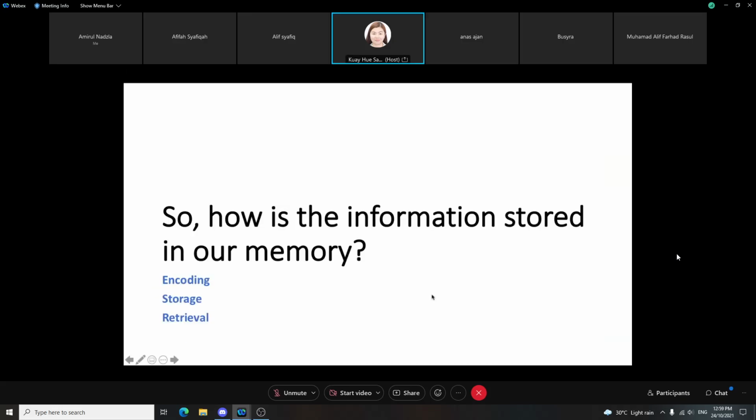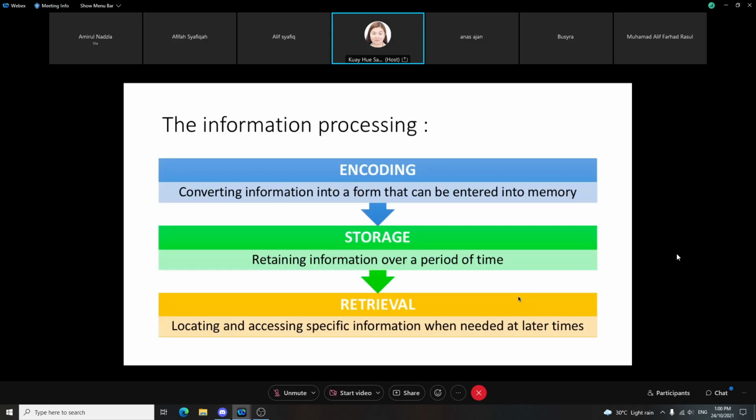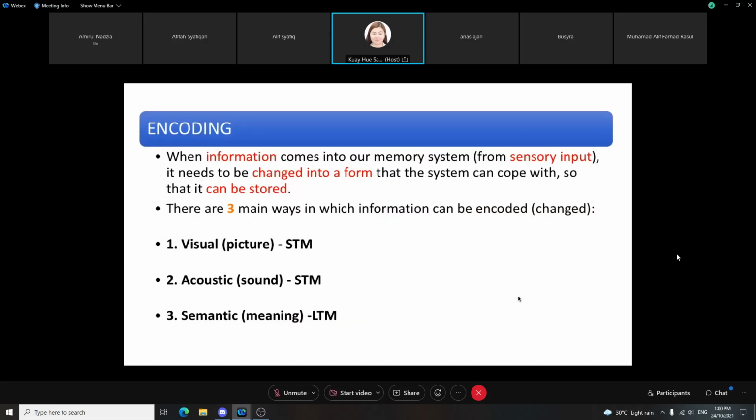So how is the information stored in our memory? As we talked about just now, by encoding, storage, or retrieval. Encoding is converting information into a form that can be entered into memory, and then storage is retaining information over a period of time, and then retrieval is locating and accessing specific information when needed at later times. Okay, encode, store, and retrieve.